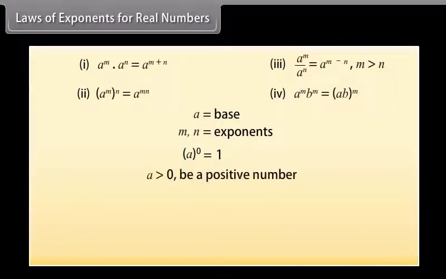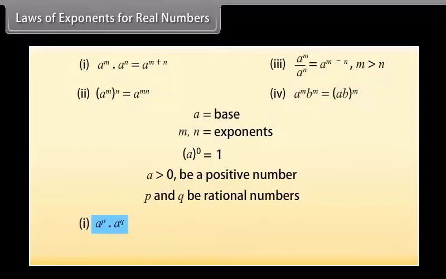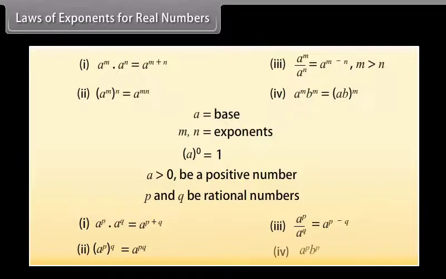Now let a greater than 0 be a real number and p and q be rational numbers, then we can say that in multiplication, when bases are same, powers are added. In multiplication, two powers of the same base get multiplied. In division, when bases are same, powers get subtracted. And when powers are same and bases are different and are getting multiplied, then we take the power as common.